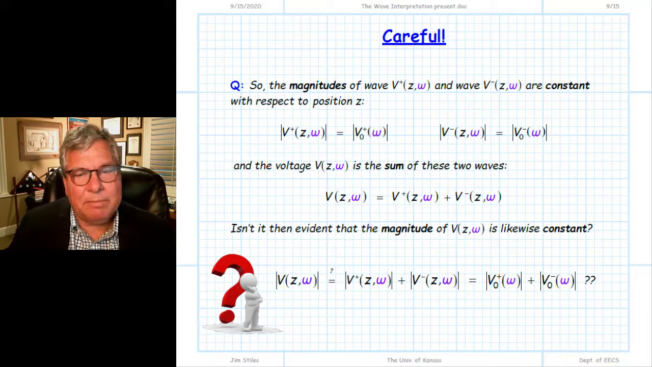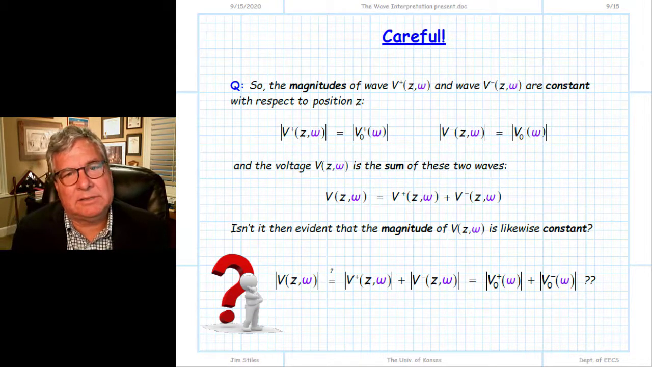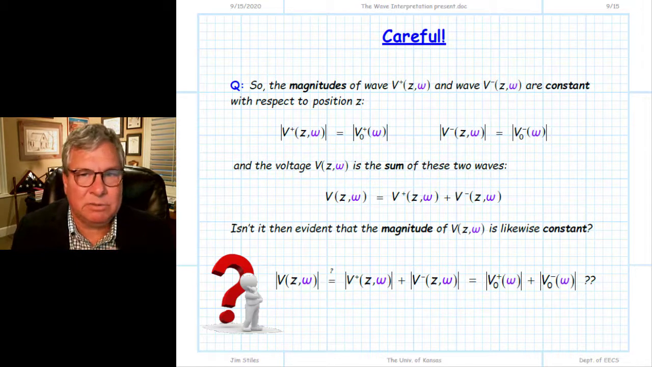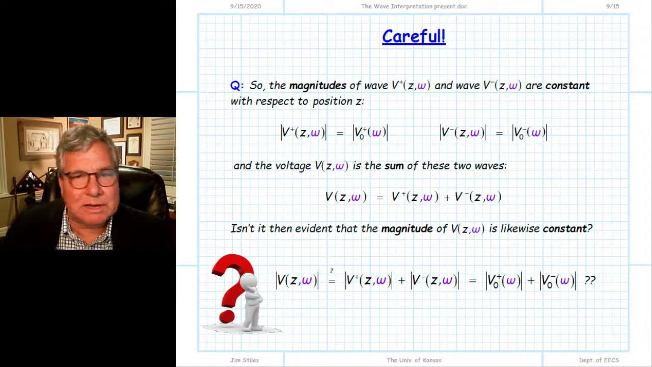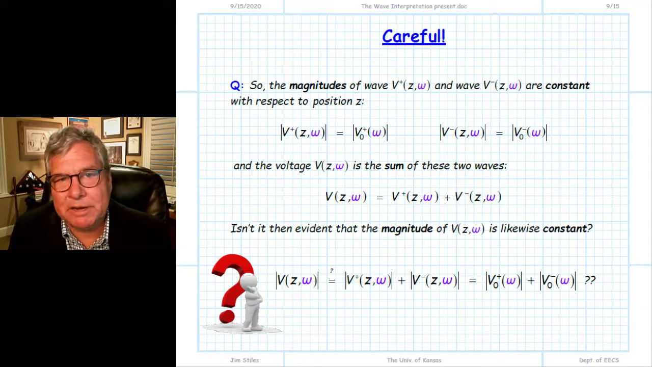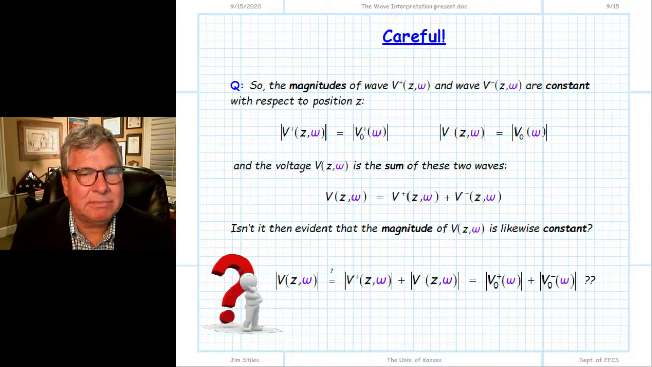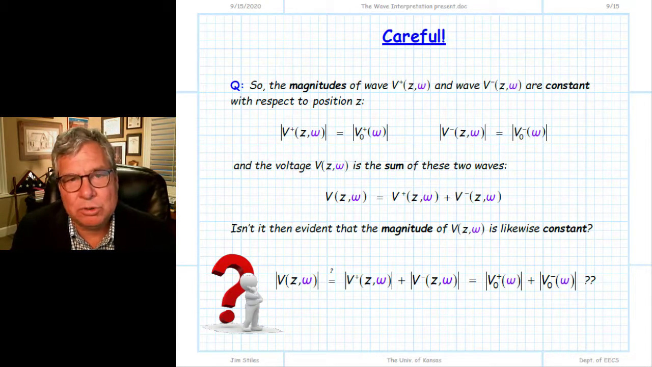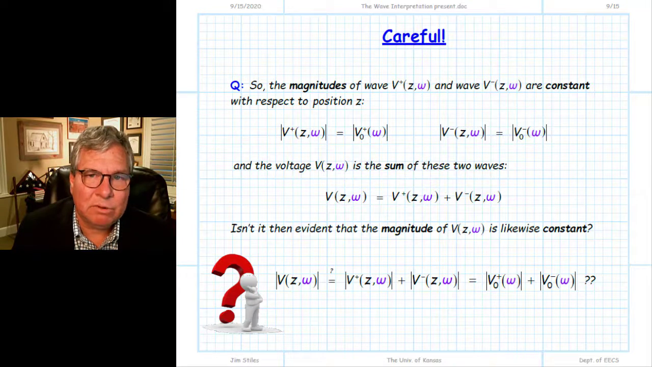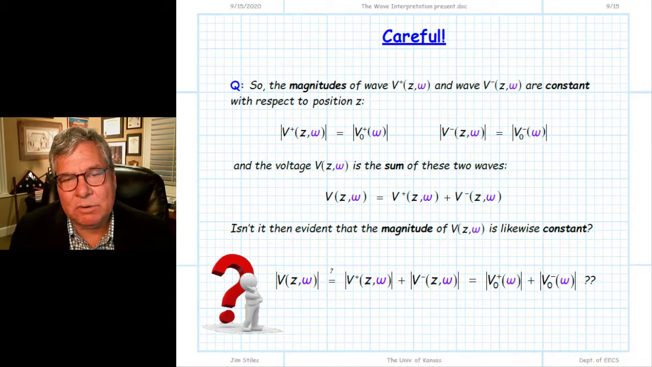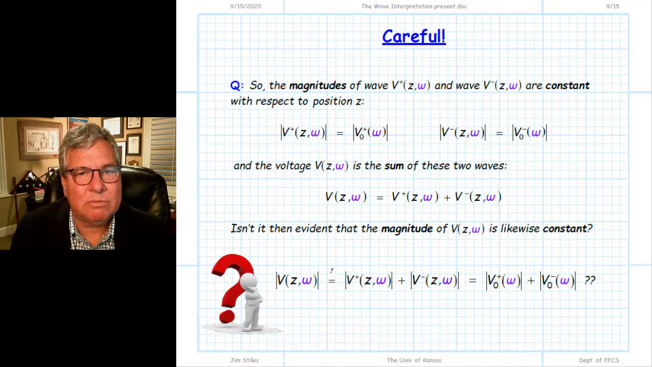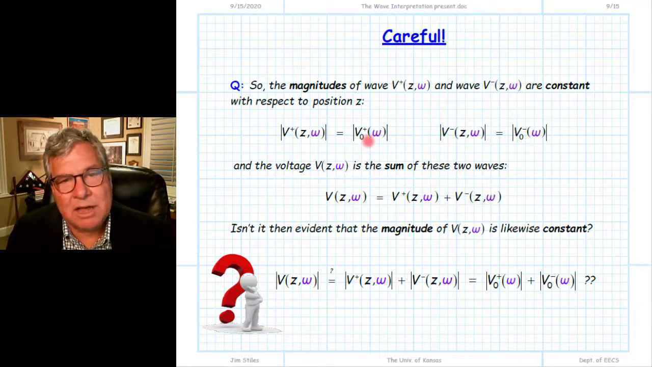So the electromagnetic wave propagating in the direction of increasing z creates a voltage and a current. We call the voltage the plus wave voltage and the current the plus wave current. Likewise, the minus wave electromagnetic wave is propagating in the direction of decreasing z, and it creates a minus wave voltage and a minus wave current. We've now examined the mathematical expressions for each of those two manifestations individually: plus voltage and plus current, minus voltage and minus current. And what we found was that the mathematics were relatively simple. The magnitude, for example, of the plus wave voltage was a constant with respect to position.